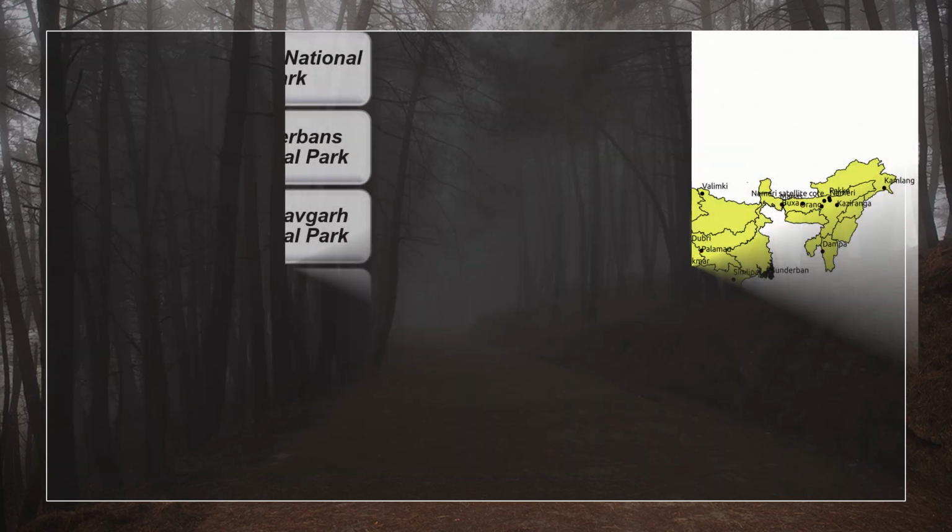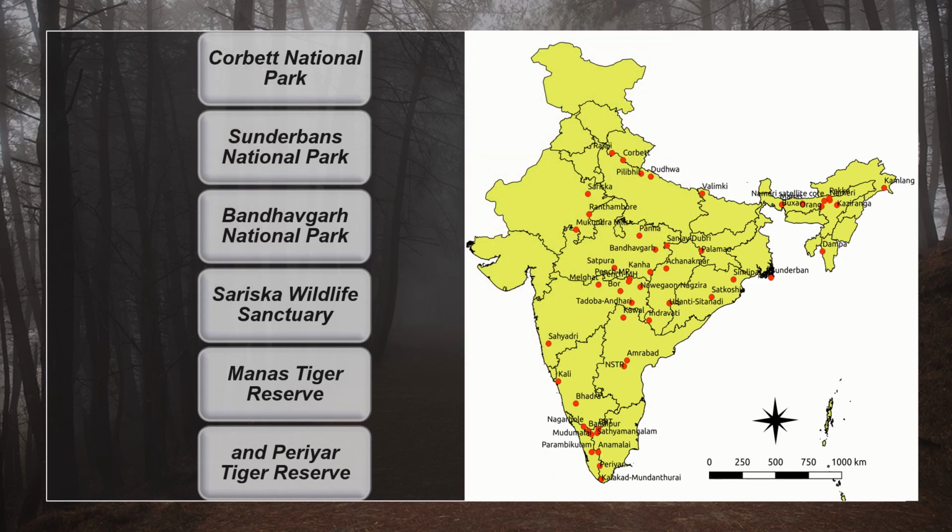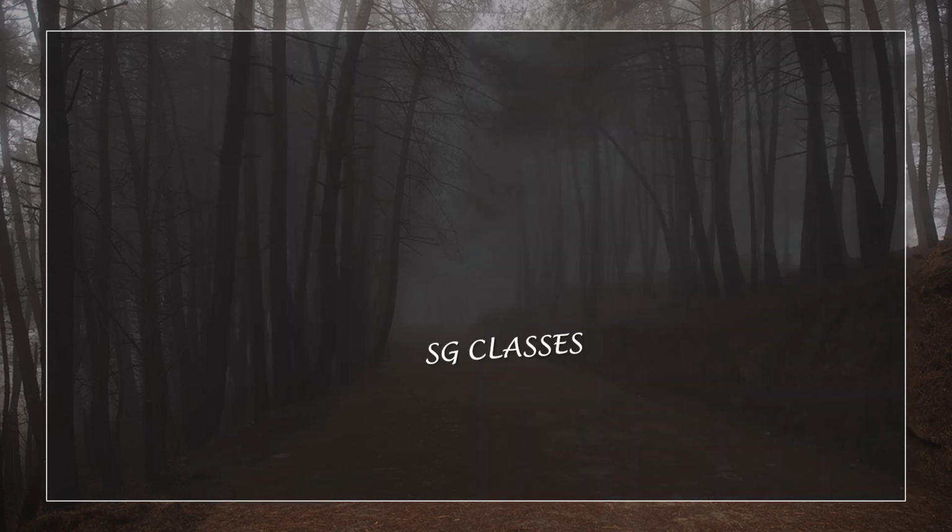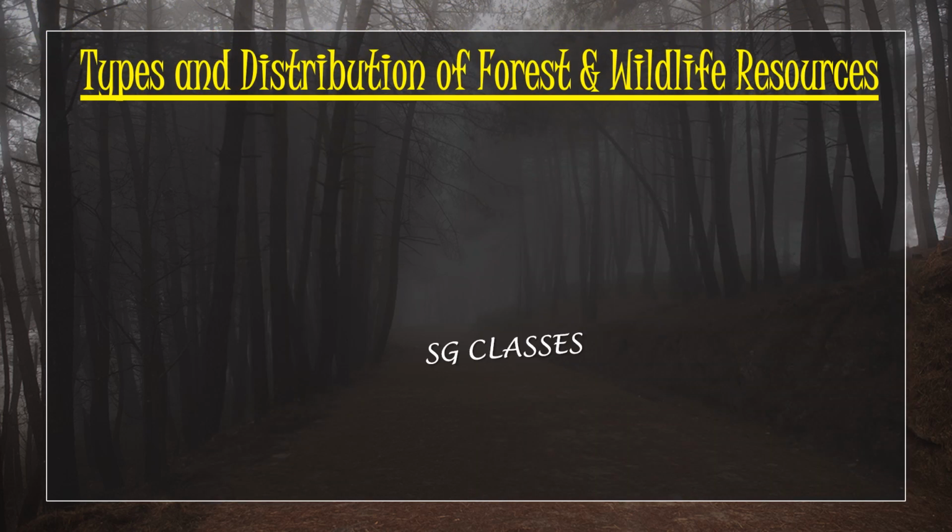Corbett National Park in Uttarakhand, Sundarbans National Park in West Bengal, Bandhavgarh National Park in Madhya Pradesh, Sariska Wildlife Sanctuary in Rajasthan, Manas Tiger Reserve in Assam, and Periyar Tiger Reserve in Kerala are some of the tiger reserves of India. The Wildlife Act of 1980 and 1986, as I said before also, added many species. Now we will discuss the types and distribution of forest and wildlife resources.